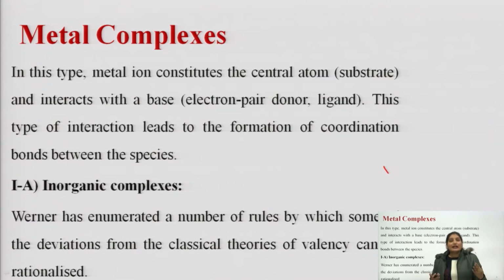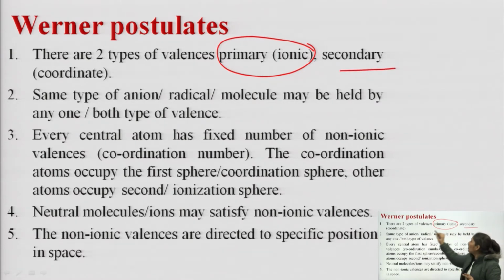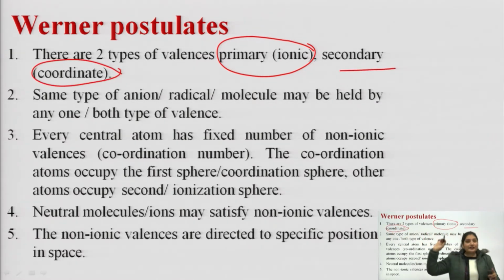Werner has presented a number of rules by which some deviations from the classical theories of valency can be rationalized. So, what are the Werner postulates? First postulate is that there are two types of valencies involved. First is primary or ionic, second is secondary or coordinate. According to Werner, there are two types of valencies.